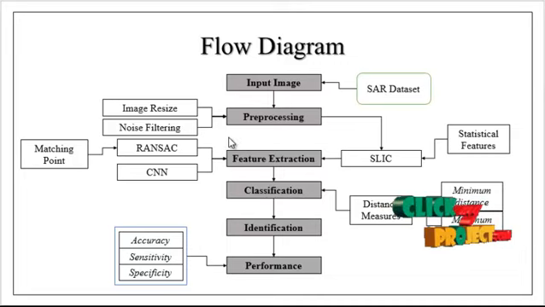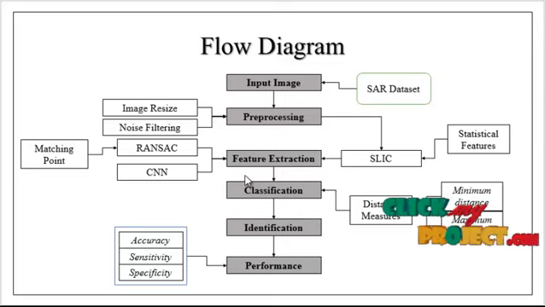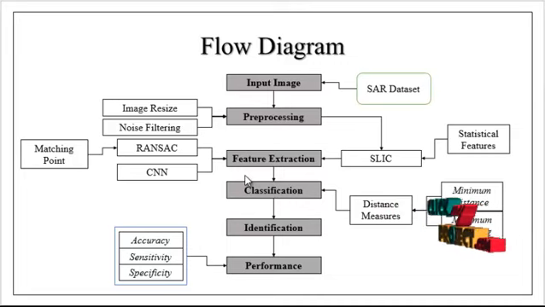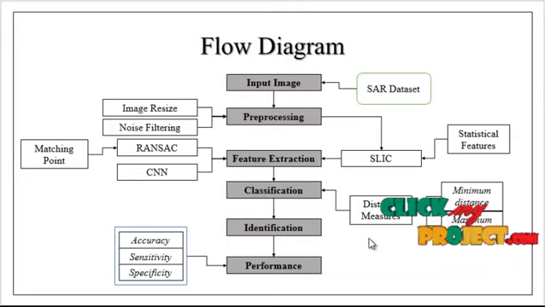After doing these two things in the pre-processing, we move to the feature extraction. In this feature extraction, we have the options of RANSAC, CNN and SLIC. So we are going to use these three techniques to extract the matching points as well as the statistical features, then the textural features from the image. After extracting all these three features from the image, we do the classification by means of machine learning based on the distance matrices.